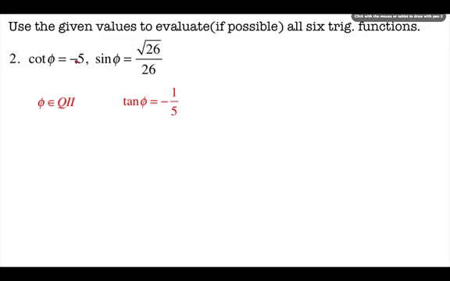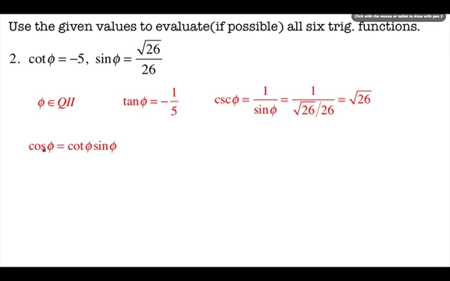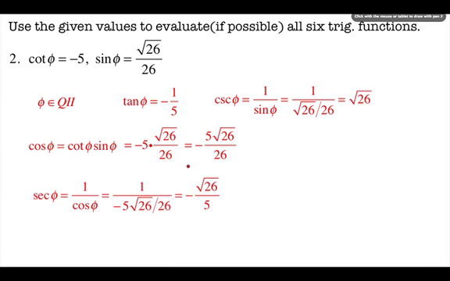Tangent, that one's easy, just the reciprocal of this. Cosecant, reciprocal of sine. Moving on, cosine, I'm using this fact: cosine is the same thing as cotangent of phi times sine of phi. I know cotangent, I know sine, so I multiply those two, and that's how I get cosine of phi. And then to compute secant of phi, I'm going to use cosine of phi and use the reciprocal, 1 over this, and go through the math, and this is what I get.